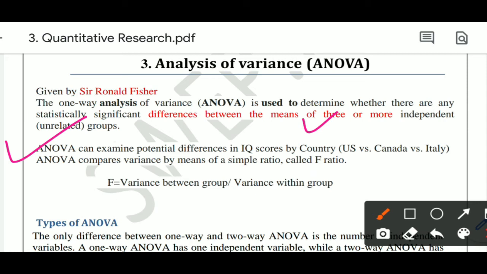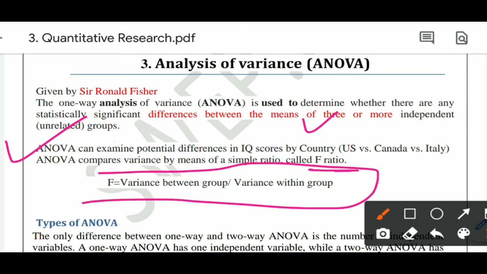ANOVA test. So ANOVA basically compares the variance by the means of a sample ratio. So that is called the F ratio. F ratio is a formula for this. So what is F ratio? F ratio is basically the variance between the groups. Like you have three groups, so you want to find out the variance, which is divided by the variance within the group. So this is the formula for the F ratio.